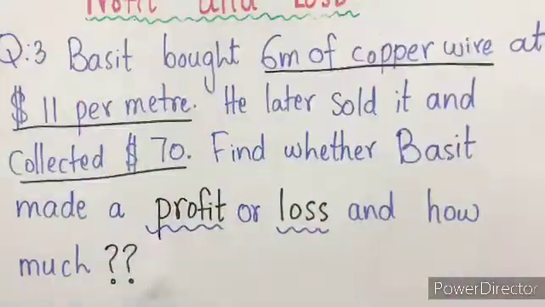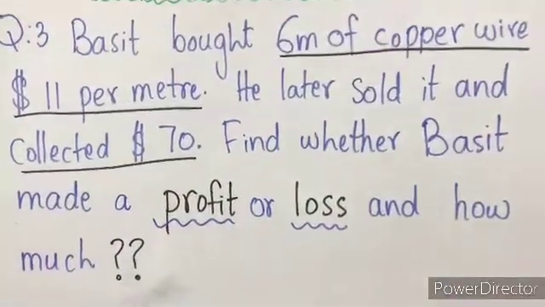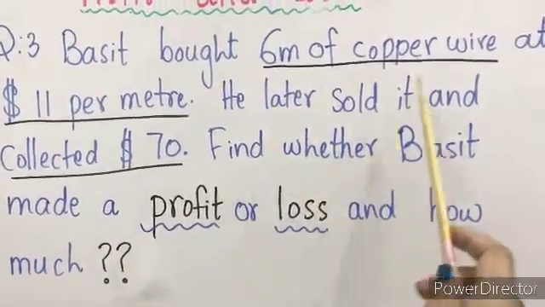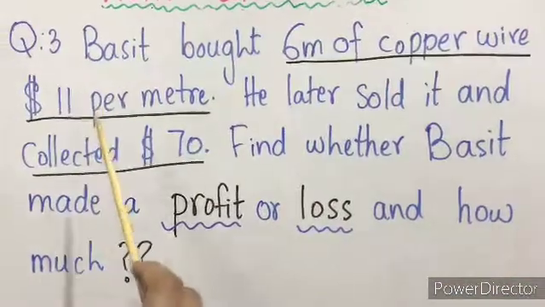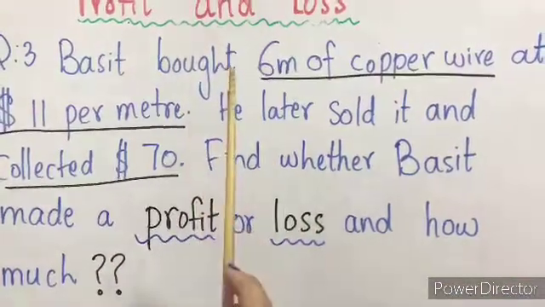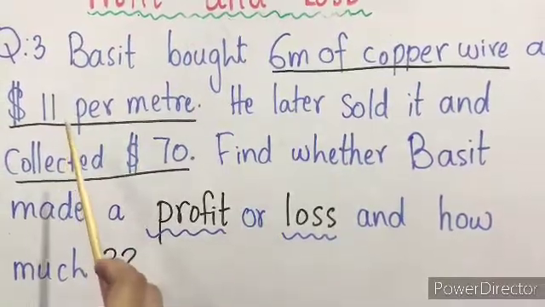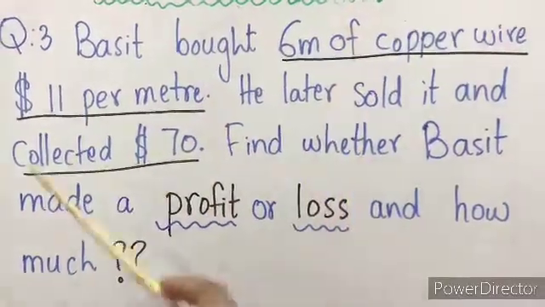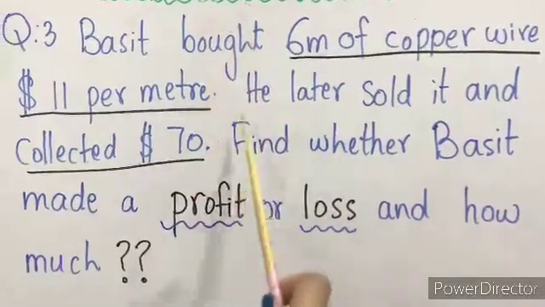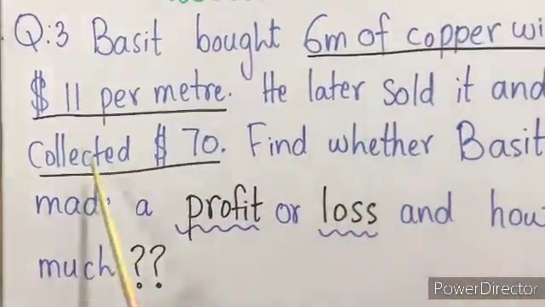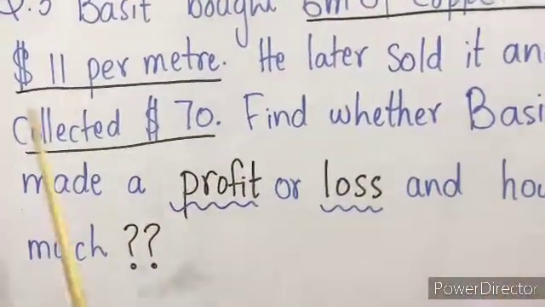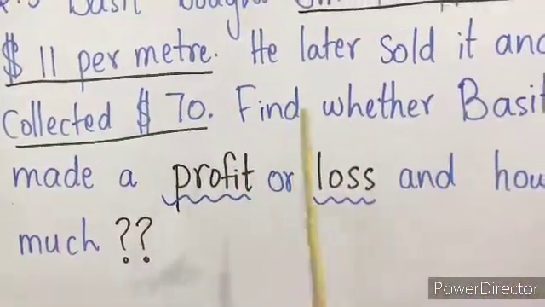That's all. See, question 3. Basit bought 6 meter of copper wire at $11 per meter. 6 meter, per meter price is 11. Okay. So, simply you can understand the total cost is, but I will not tell you. You will tell me. He later sold it and collected $70. Fine.